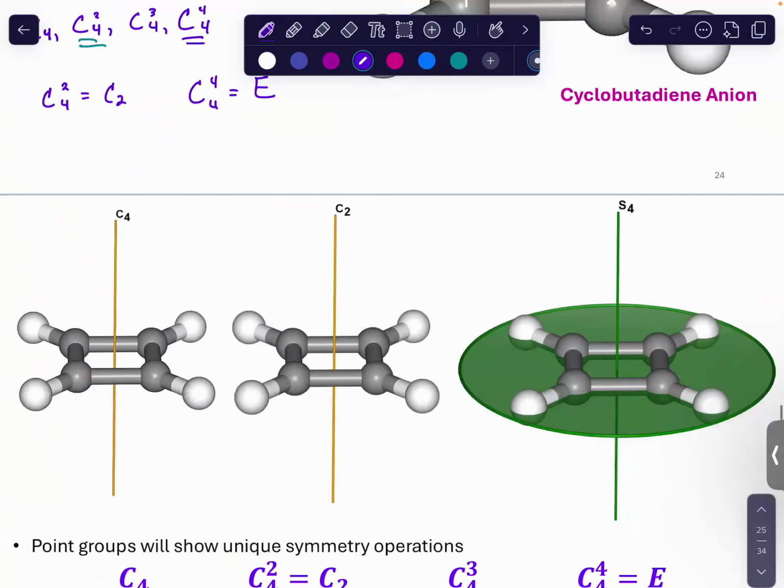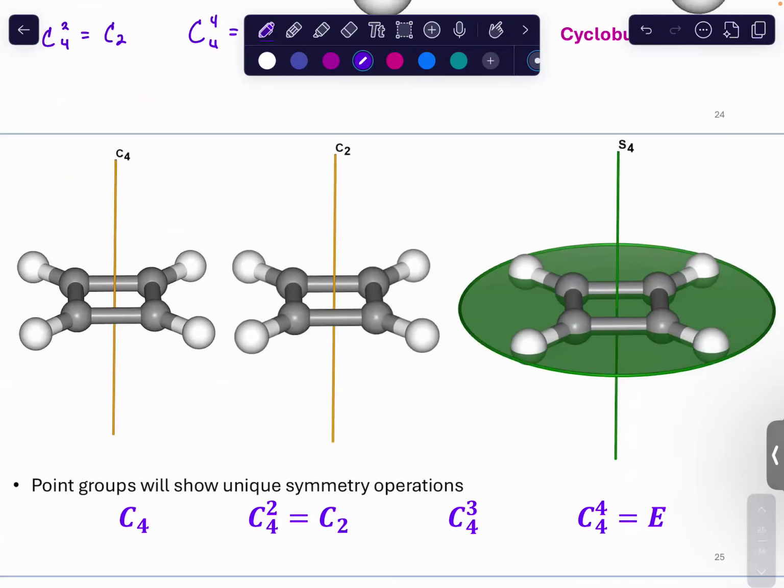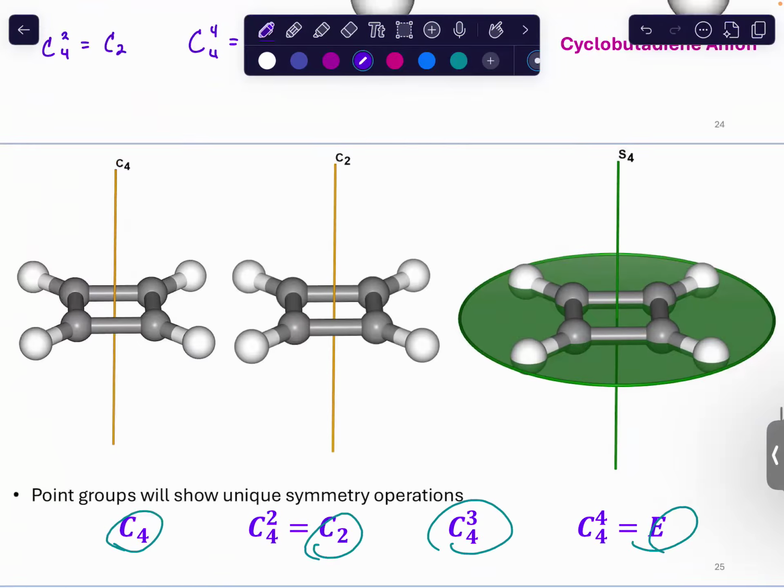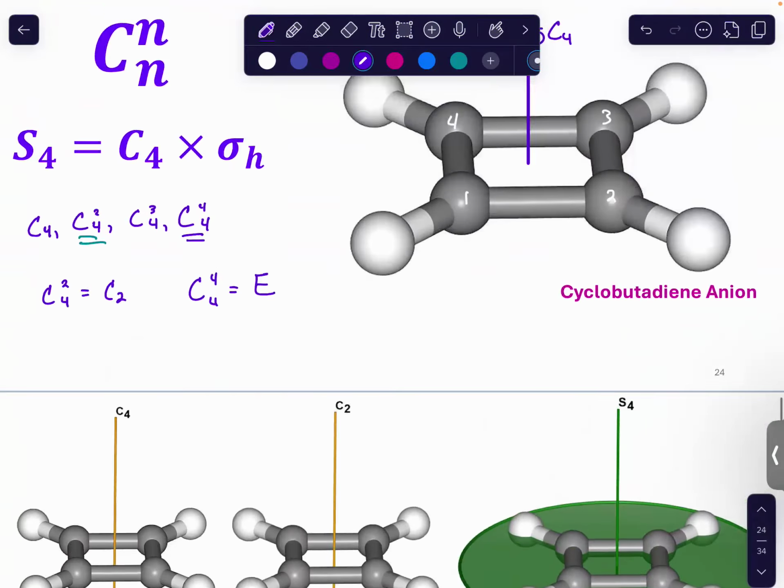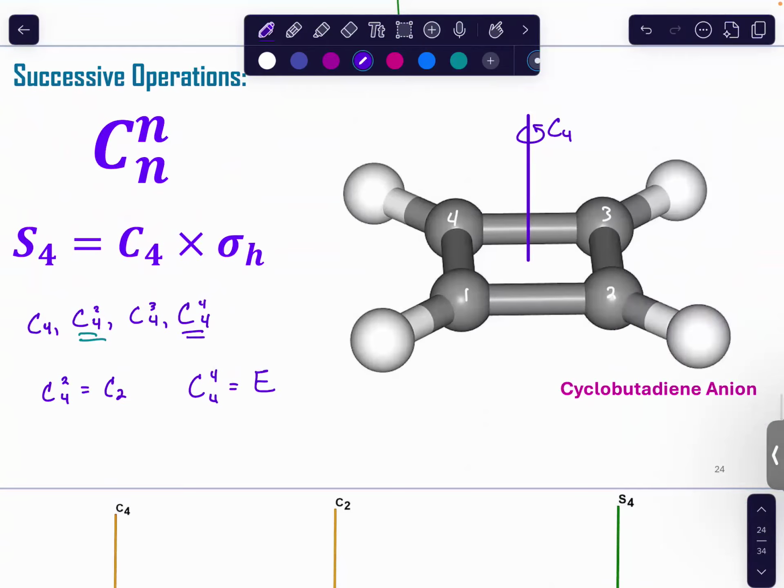So let's take a look at this. There you see that the C4 and the C2 share a similar position, and down there you can see what they all equal. The ones that would be represented are that one, that one, that one, and that one, because those are all unique. And then, just like I showed you above, your S's are considered successive operations. Your C4 with your sigma h gives you an S4. So those are also considered successive operations.